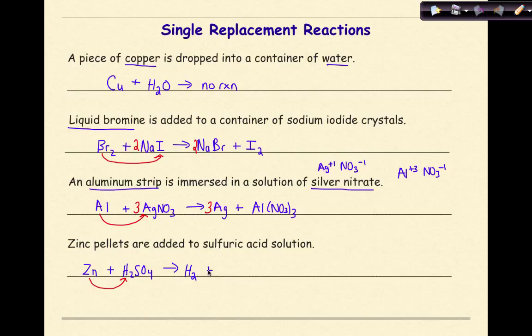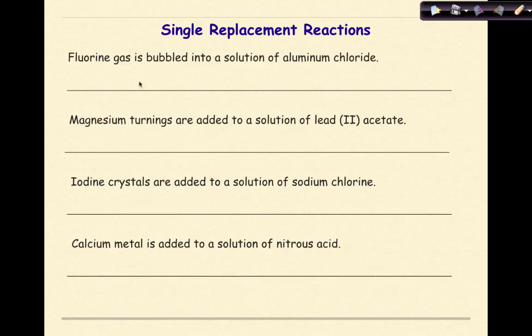When we write the formula that results as our other product, we remember that Zn is plus 2, sulfate SO4 is minus 2. The plus 2 and the minus 2 are going to cancel. Therefore, my final product is ZnSO4. I need to go back and check that everything is balanced. 1 Zn, 1 Zn, 2 H's, 2 H's, 1 SO4, 1 SO4. I'm good and I'm balanced. Let's look at our next problem.